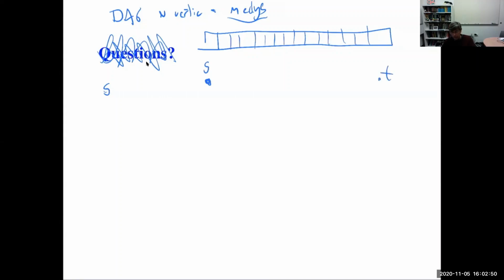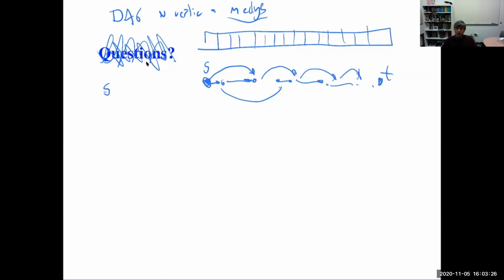Everybody see, it's going to consist of an edge from here to some other vertex, maybe from here to a vertex, from here to another vertex, maybe another one like that. Does everybody see what I'm doing now? I have a topologically sorted DAG, so all the edges go from left to right. And I want to find the shortest path from S to T.